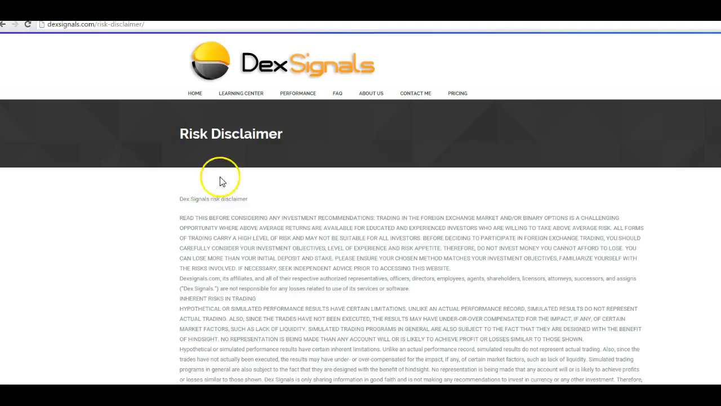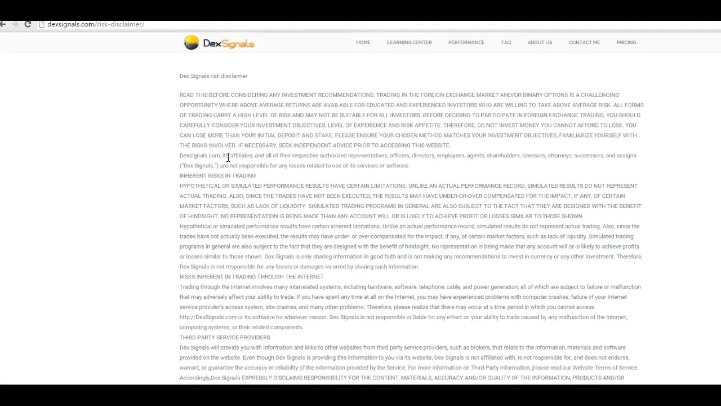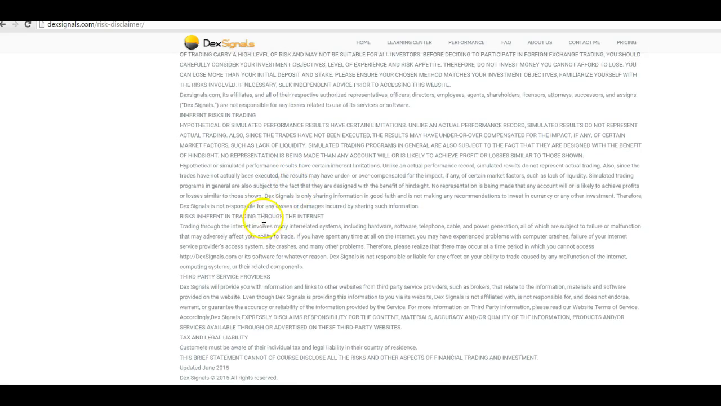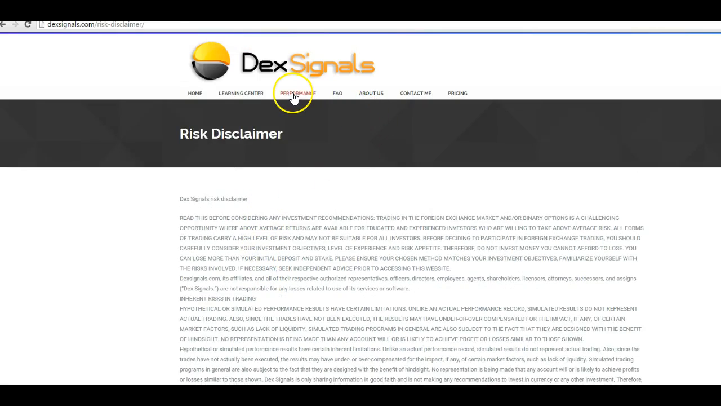First, start out with this risk disclaimer. Everything we're about to show you, we can't guarantee. I don't want to sit here and read this whole thing, so take a few seconds and just breeze through this and really have a look at it. Make sure that you feel comfortable with what's about to happen.